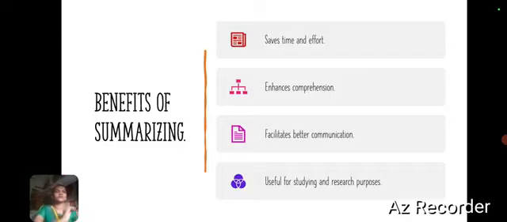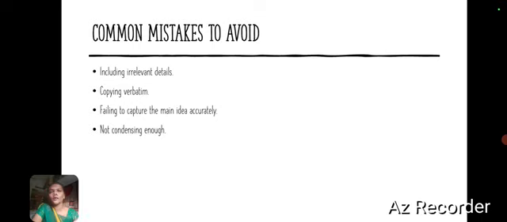So benefits of summarizing. There are benefits we all know: saves time and effort, enhances comprehension, better communication, useful for studying or other purposes like research. So common mistakes we should avoid while summarizing: we should not include irrelevant details. That should be avoided the most. And copying verbatim, and failing to capture the main idea clearly. We have to grasp the main idea and create it with your own words. And not condensing enough. These are the mistakes you should be avoiding while summarizing.